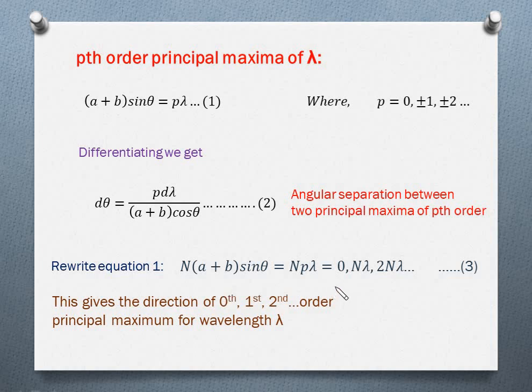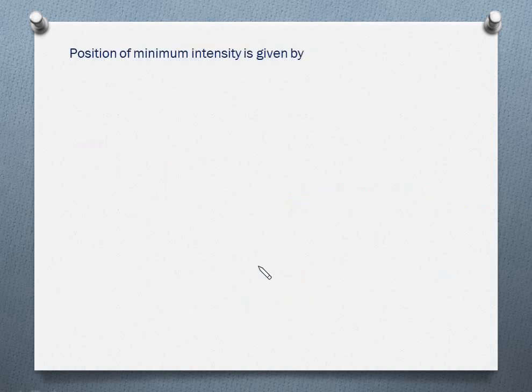Okay, so this is the condition for the zeroth order principal maxima. This is the condition for the first order principal maxima. This is the condition for the second order, and so on. Now write the condition for the minima.